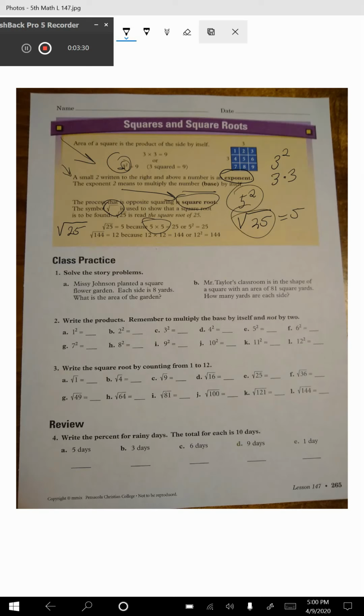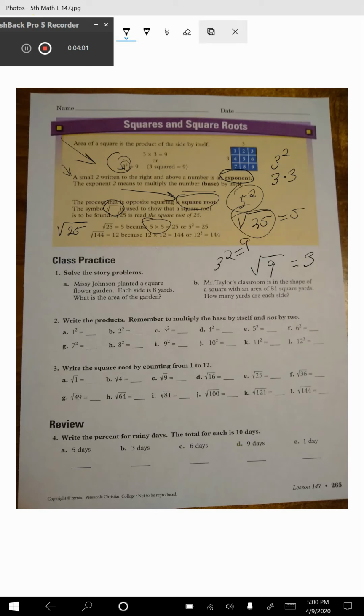All right? So just know that when you see the exponent with the 2 up top, right now they're just doing 2's, that means to square it. 3 times 3. When you see something like this, what would that be? That would be 3, because 3 twice equals 9. And this equals 9. All right?